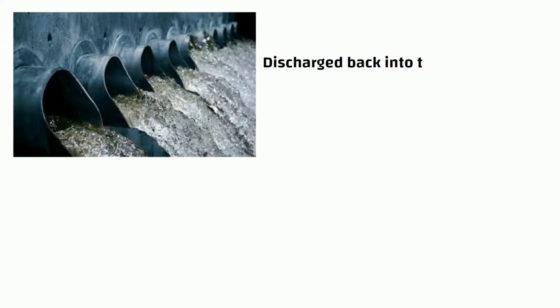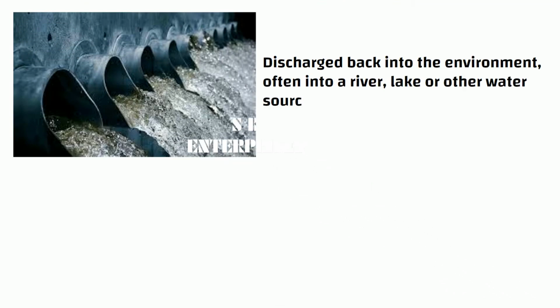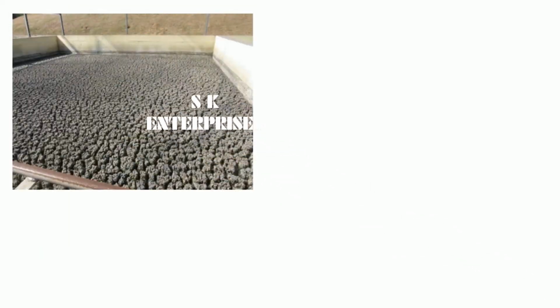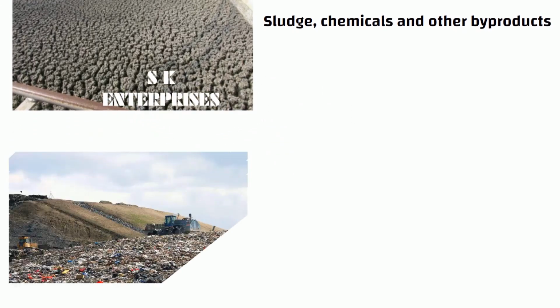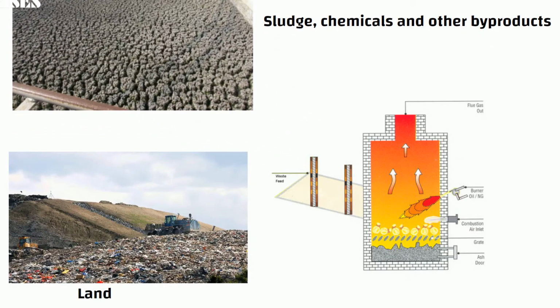The treated water is then discharged back into the environment, often into a river, lake, or other water source where it can be safely reused for other purposes. The final step is the disposal of any remaining waste products, which may include sludge, chemicals, and other byproducts of the treatment process. These materials are typically sent to a landfill or incinerated.